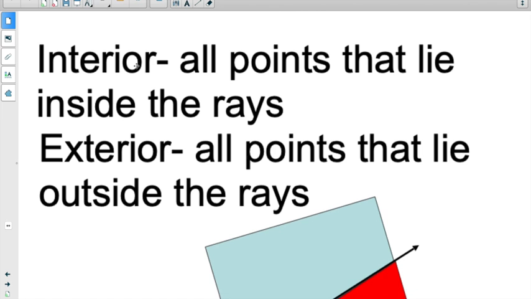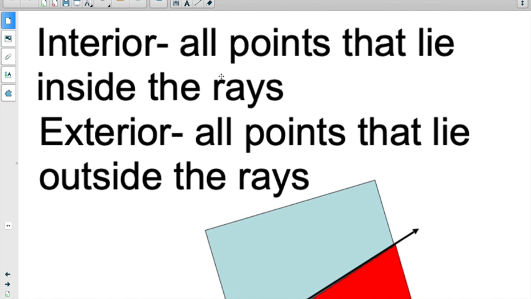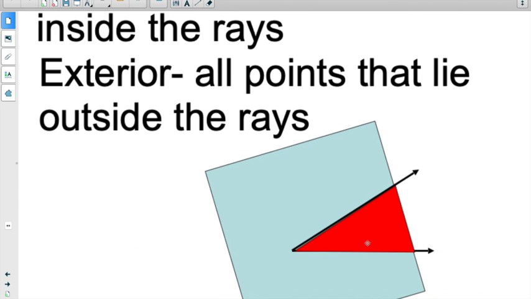Angles are made up of generally two different pieces. We have the inside, which is the interior, all points that lie inside the rays. So the red here would be called the interior of the angle. And then the exterior is everything that's on the outside of the angle. So this would be the exterior portion of the angle in blue.